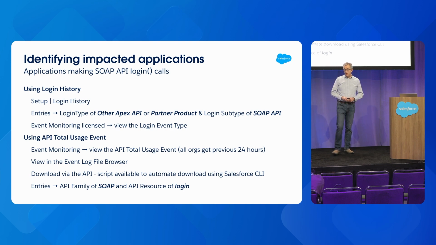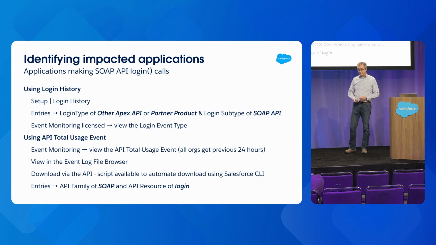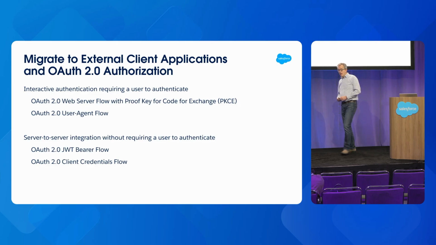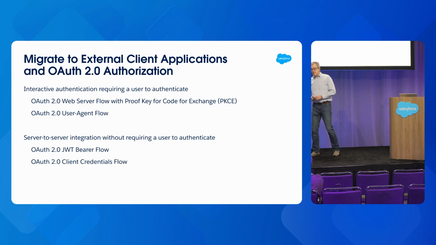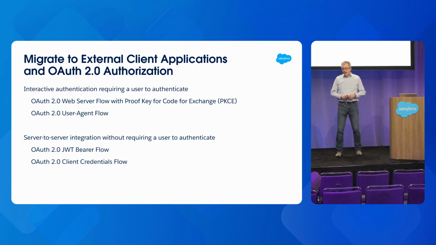Besides the SOAP API login retirement, monitoring the API usage event is actually just good insight into the API calls coming into your org. And so I would recommend just investigating the use of that script, because it just provides you that visibility into all of your API calls. A lot of information there. And then migrating to the external client applications and OAuth 2.0.